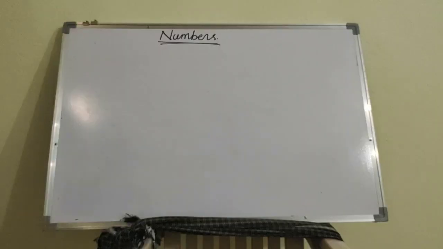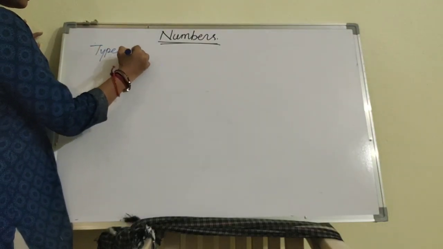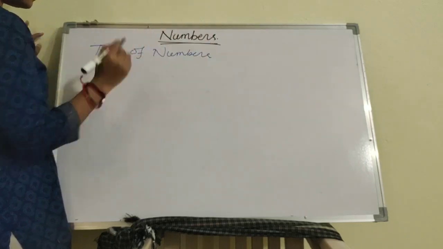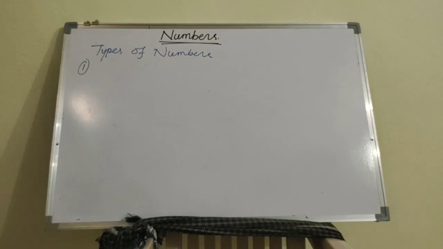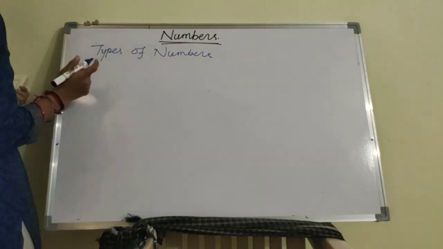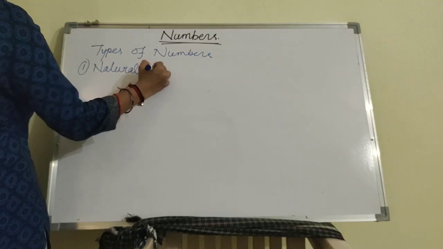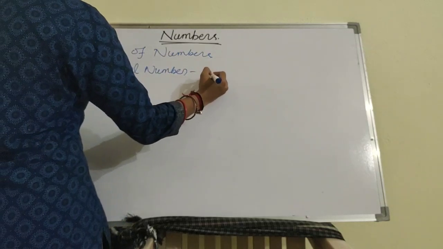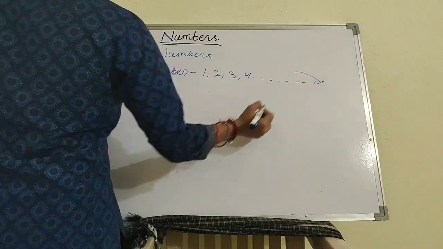So the next topic is types of numbers. Number one is the natural number, which starts from 1, 2, 3, 4 and goes to infinity.